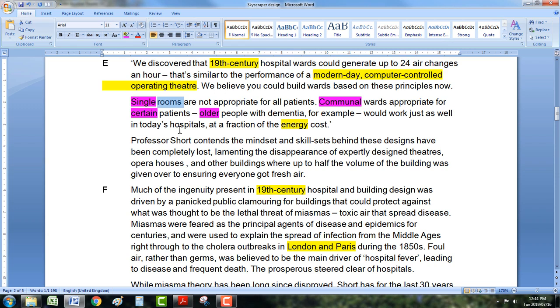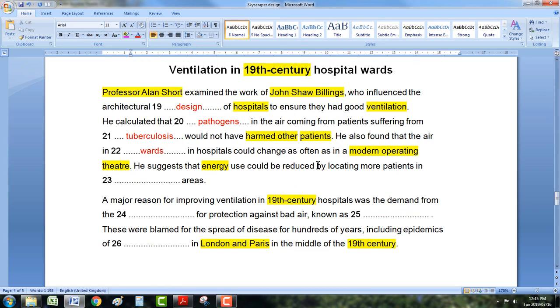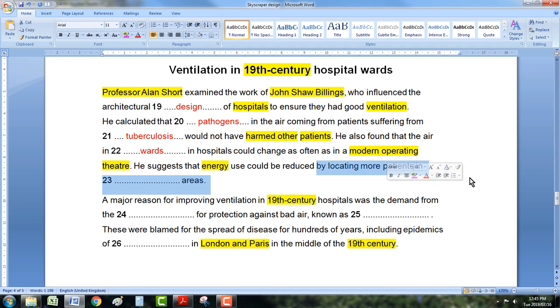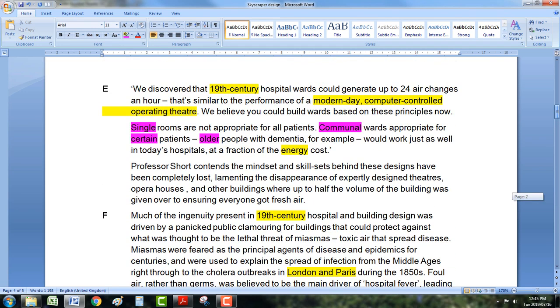Now this could be areas. Possibly rooms, areas, so it could be single areas, but here they say are not appropriate. And here we're saying we want to put more patients in certain areas, so not single rooms. This also just means rooms, so this could be areas, so that's a distinct possibility. That's not areas, that's patients, and that's people, so that's not areas. So really it's either this one or it's this one, because those are the two adjectives that are there.